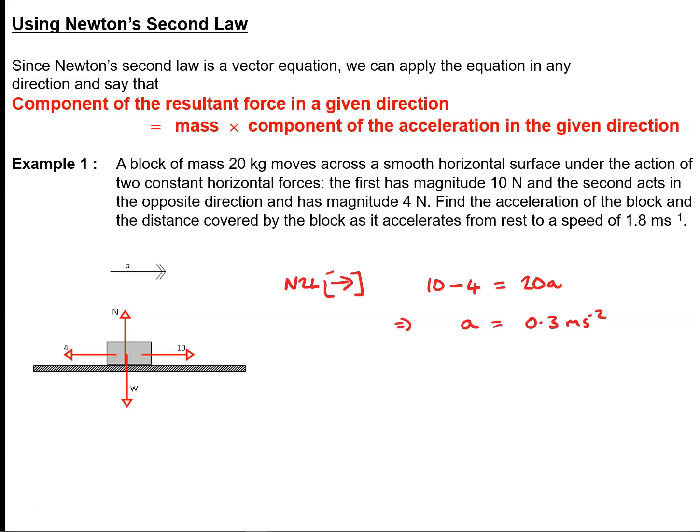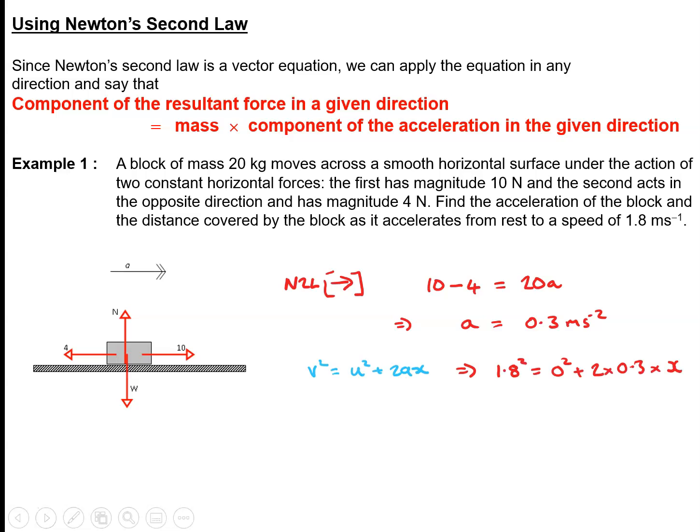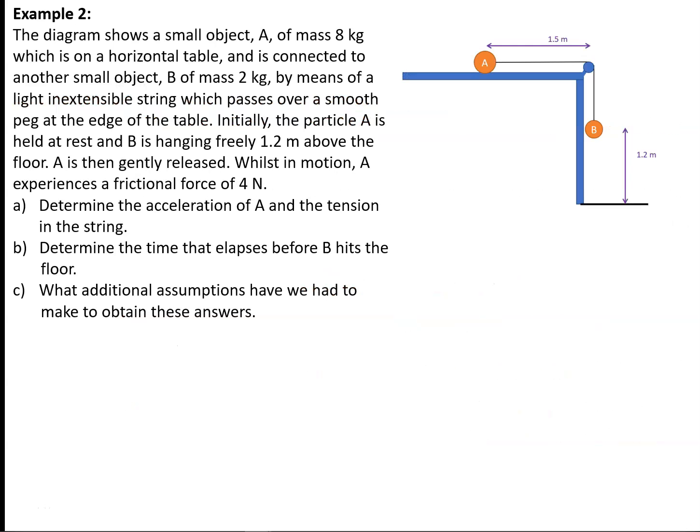So we can use the equation v squared equals u squared plus 2ax, which gives me 1.8 squared equals 0 squared plus 2 times 0.3 times x. In other words, 3.24 equals 0.6x, which tells me that the distance travelled by the particle as it accelerates from rest to 1.8 meters per second is 5.4 meters.